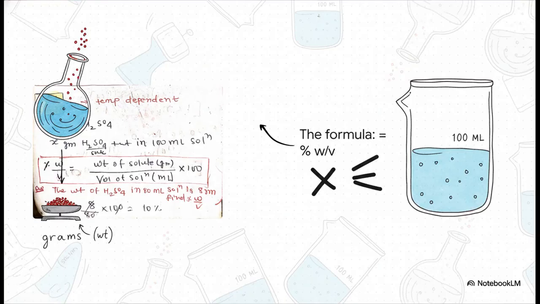You see the shift in the formula here? The top part, the numerator, is exactly the same, the weight of the solute in grams. But look at the bottom, the denominator. That's changed. Instead of the solution's weight, we're now using its volume, measured in milliliters. This is a really crucial difference. We're no longer comparing apples to apples. We're comparing grams to milliliters, mass to space.